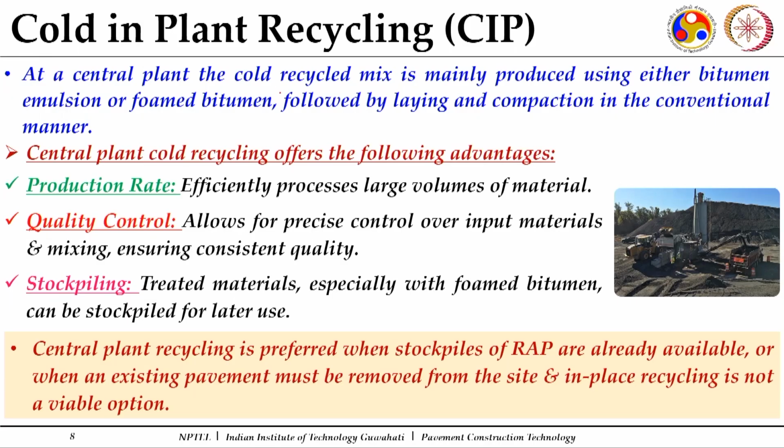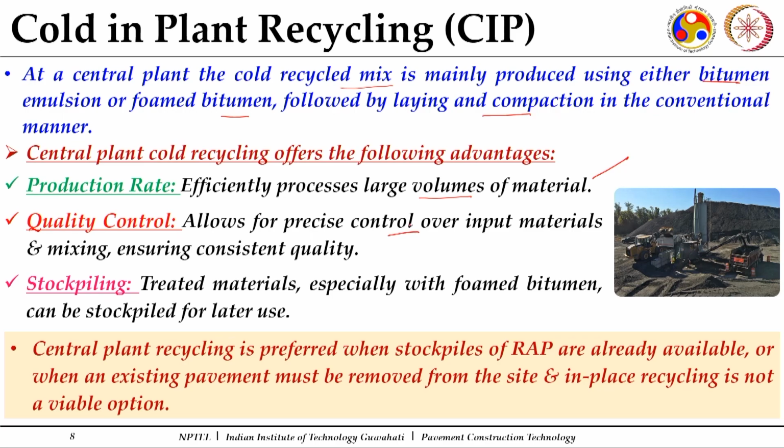Now, at central in plant, the cold recycled mix is produced using either bitumen emulsion or foamed bitumen, followed by laying and compaction, but there are a few typical advantages which are specifically available with in plant recycling. There are certain cost aspects also, because the reclaimed material has to be brought to the plant, the mix has to be produced at the plant and again transported to the site. But through this particular one you can go for a large amount of production.